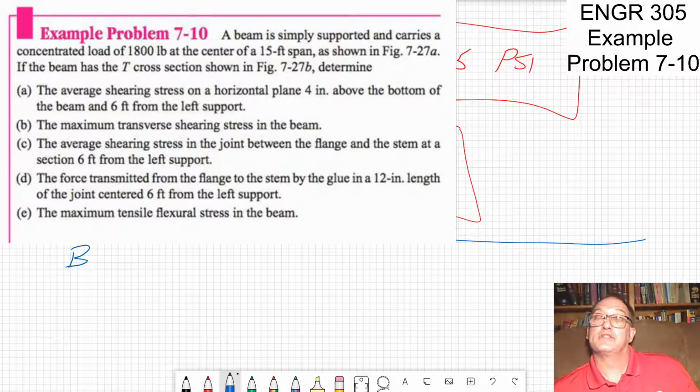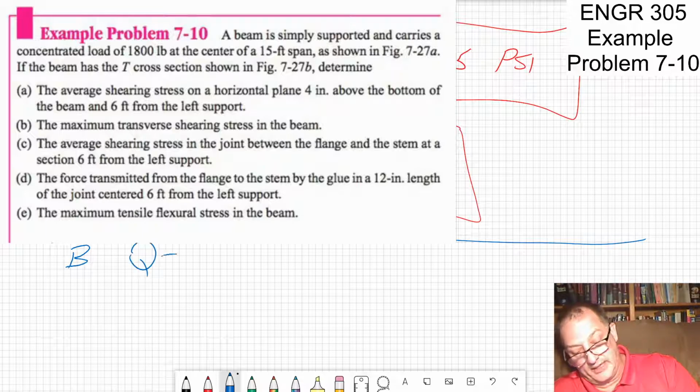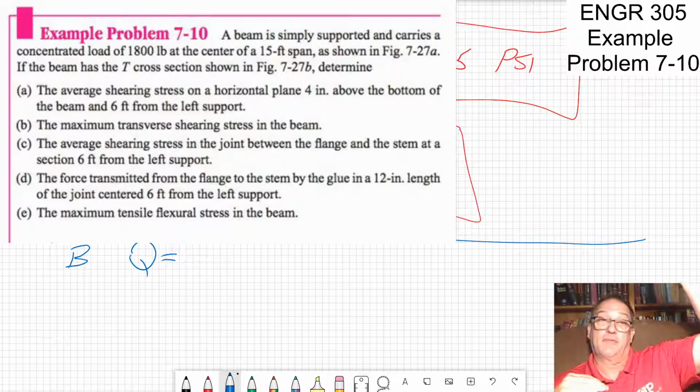The maximum transverse shearing stress. Well, where's the maximum transverse shearing stress going to take place? That's where Q is the largest, and that's on the neutral axis. So Q at that point is going to be 8 inches up from the bottom.